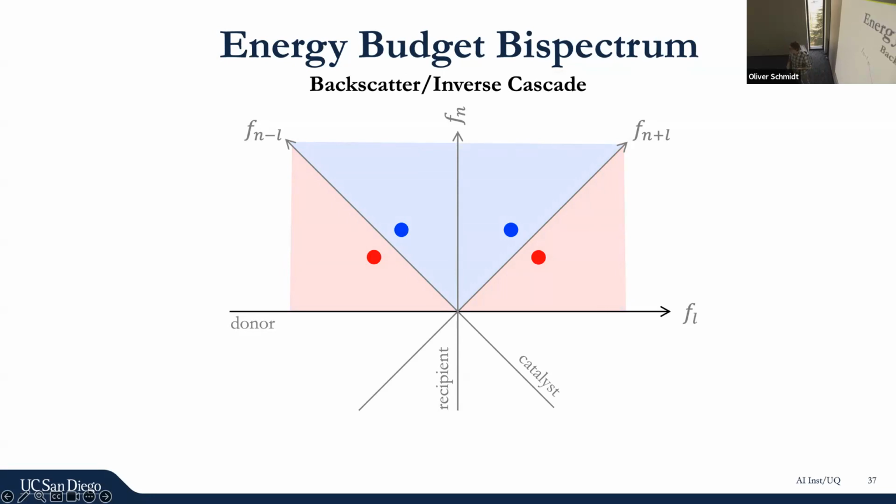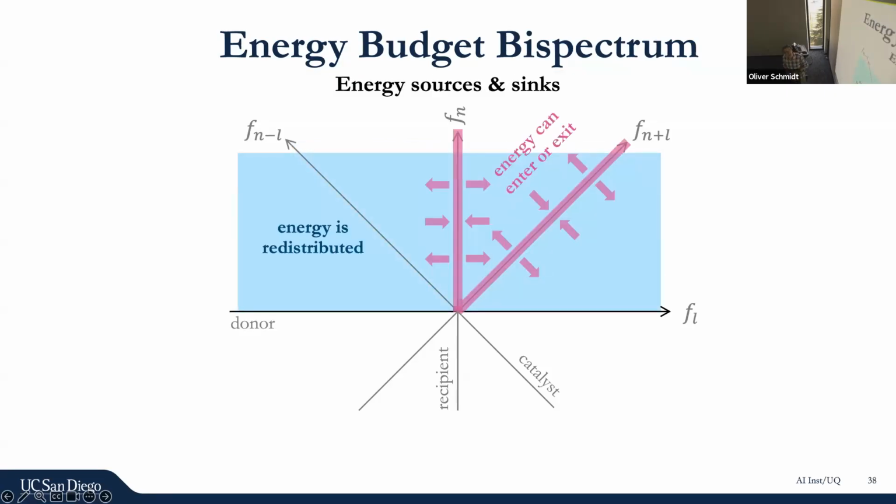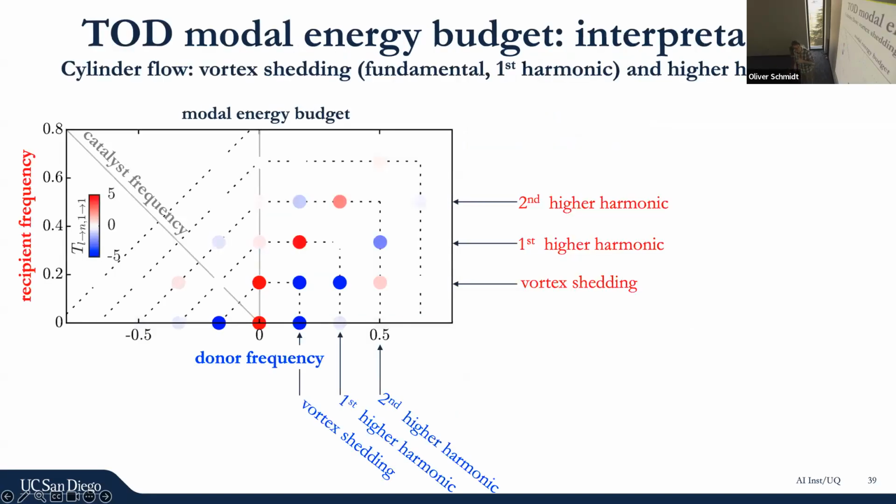If it's flipped the other way around, then we get backscatter. This means that energy is going up the cascade. For example, vortex pairing is the most intuitive example of this. Energy can only enter or leave the system through these two axes. In here, energy is only redistributed amongst the modal structures.